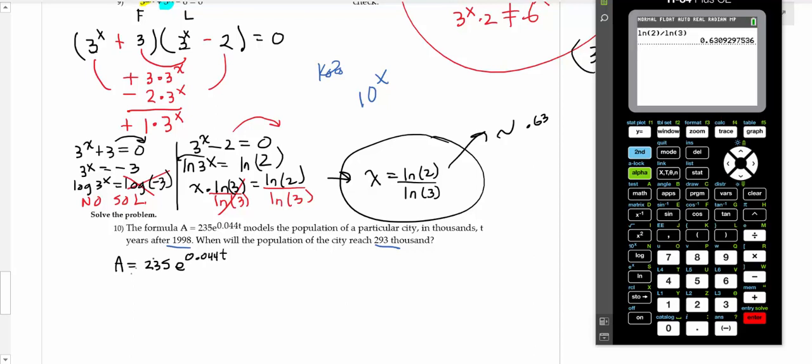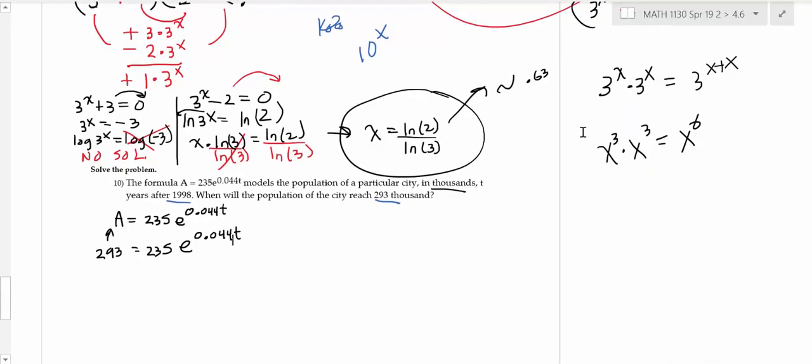Since this is in thousands, you're just going to plug in 293 for A, not 293,000. That's what the problem says, that the number is in thousands, so we do that. Essentially, what we're going to do is solve this exponential function.